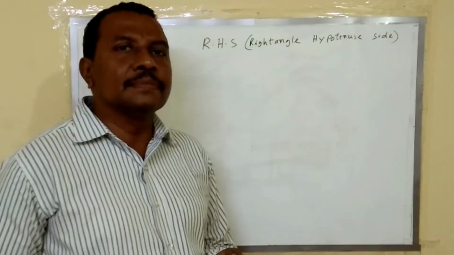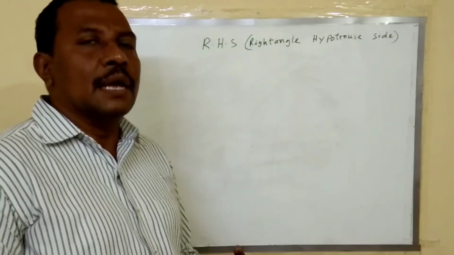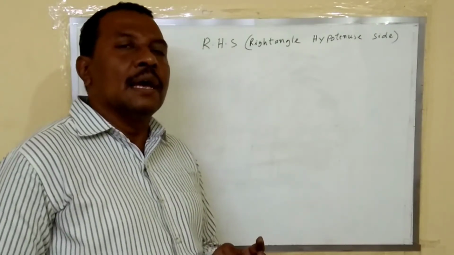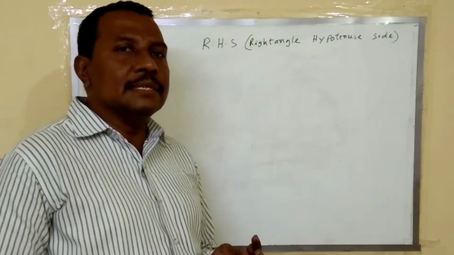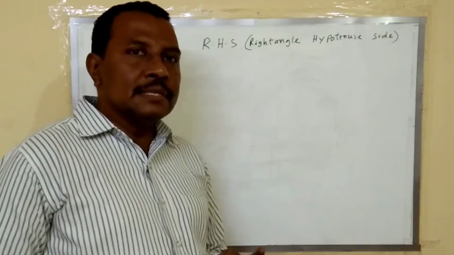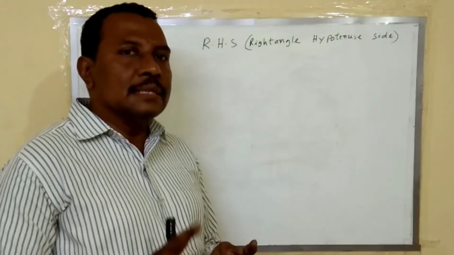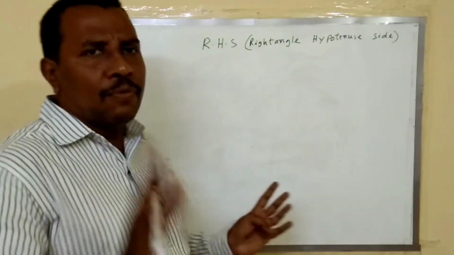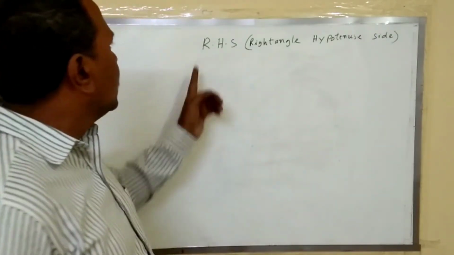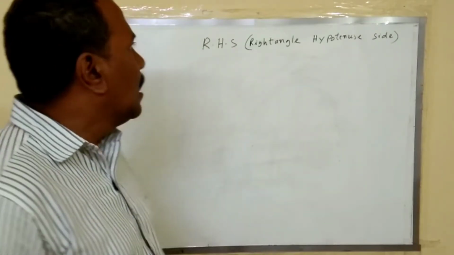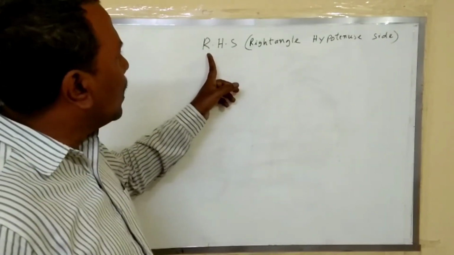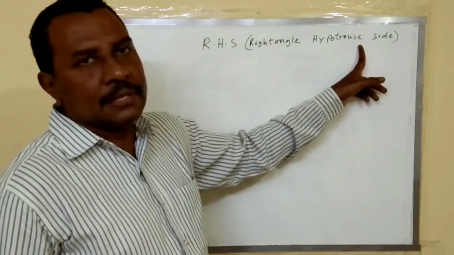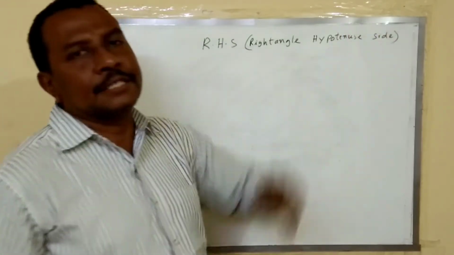The first one is SAS congruency. SAS means side, angle, side. The second one is SSS congruency: side, side, side. The third one is ASA congruency: angle, side, angle. A represents angle, S represents side. And the fourth one, which we need to discuss, is RHS congruency. What do you mean by RHS congruency? R represents a right angle, H represents the hypotenuse, and S represents the side.